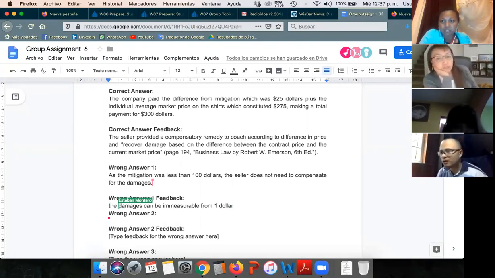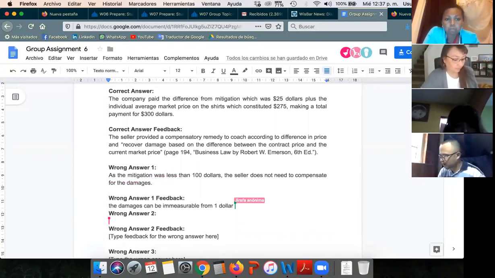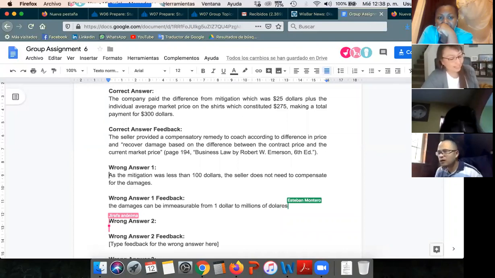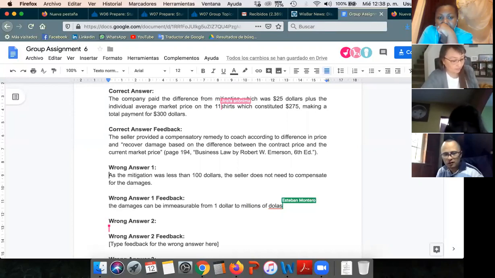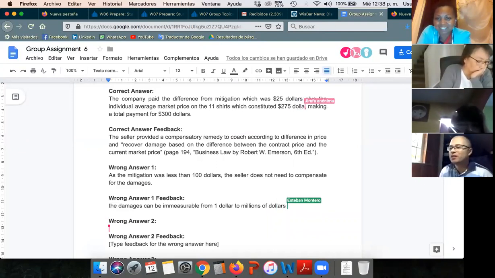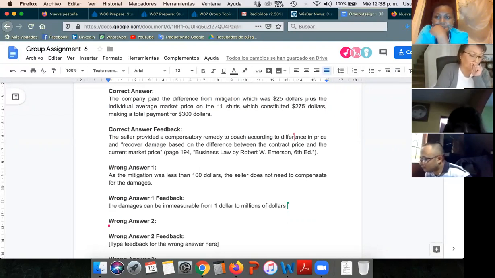Lova, can you think of a wrong answer that we can put in here? Let me think. Seriously, I just can't think of anything. Oh my goodness, I'm sorry. Okay, the damage can be immeasurable from $1 to millions of dollars. What does that mean, this feedback? The damages can be immeasurable from $1 to millions of dollars. I don't know.